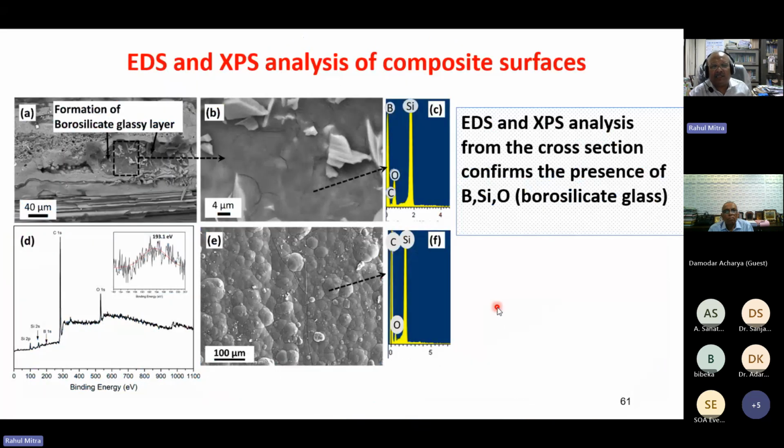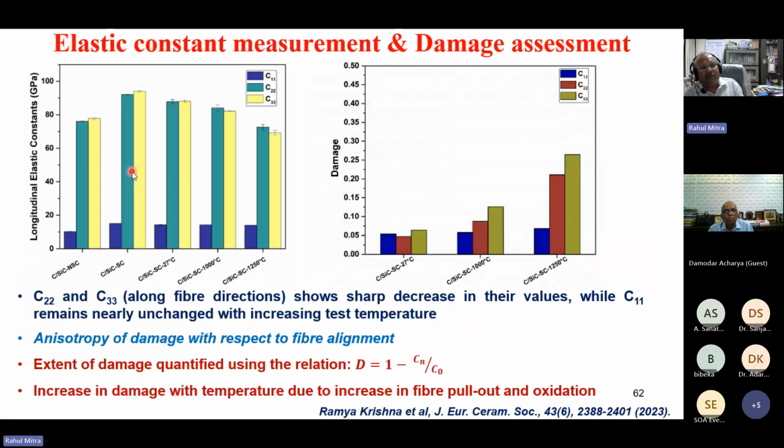And this is the confirmation of borosilicate glass formation by energy dispersive spectroscopy and XPS analysis, as we claimed on the previous slide. We also measured elastic constants of the broken parts in three different directions. Interestingly, we found that along the carbon fibers, the elastic modulus reduction was more. So the carbon fiber directions are C22 and C33. These are the stiffness tensors, which were measured by ultrasonic phase spectroscopy, which we have used.